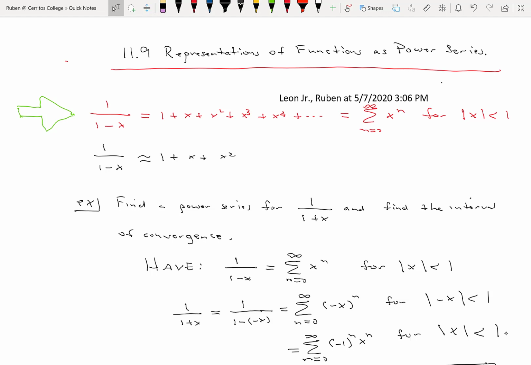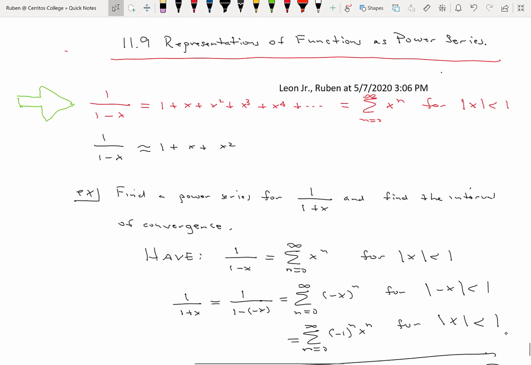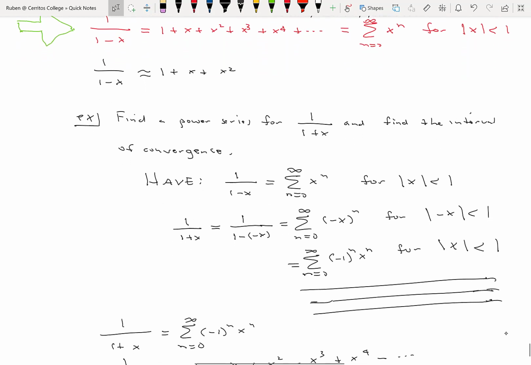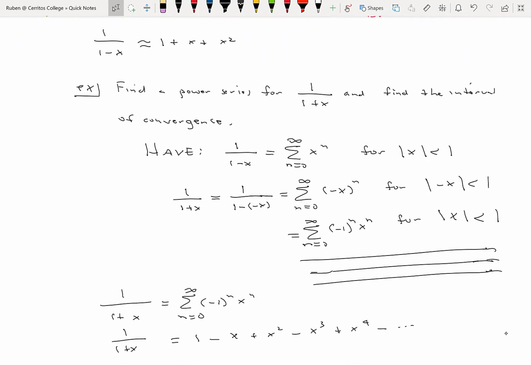So that is our power series representation for this new function. That's the whole idea: to find power series representations by recycling an easier, known power series. Just to emphasize what's going on here, we have our power series representation. 1 over 1 plus x is this alternating series. Write out a few terms: it's 1 minus x plus x squared minus x cubed plus x to the fourth, etc. This is our power series representation for this new function, 1 over 1 plus x.